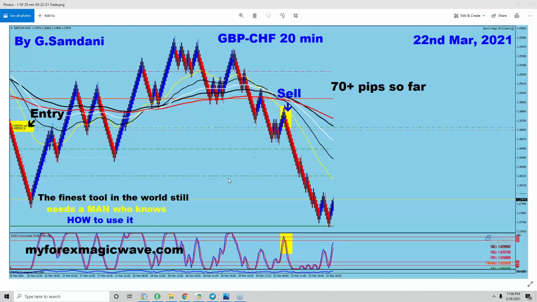March 25th, 26th I guess, right? March 26th was Friday. All right, so let's get started here. This is the first trade, pound franc, 20-minute chart on the 22nd when the week started on Monday. 22nd March, and this is my sell order, SL moved to break even, and here it goes down for 70 pip.